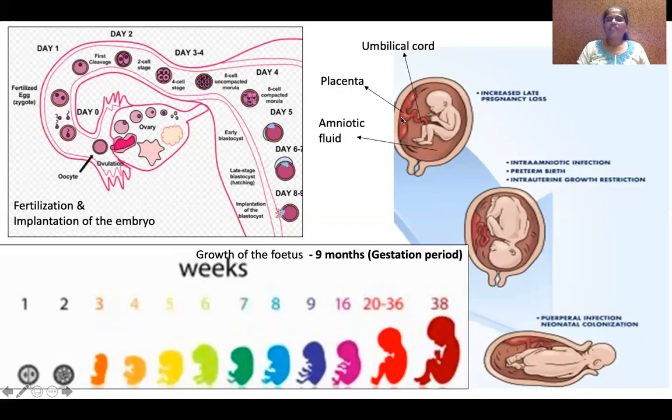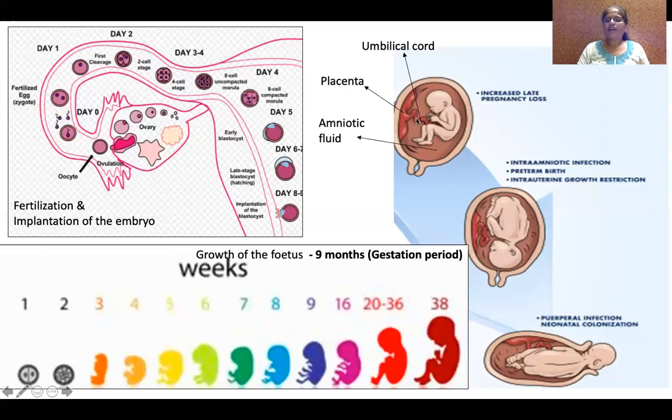Okay. This placenta provides nutrition, food, and exchange of gases, that is the oxygen requirement. It takes the nutrition, food, nutrients as well as oxygen from the mother's blood supply. Mother's blood circulation in this placenta absorbs the nutrition and oxygen and gives it to the fetus via the umbilical cord. This is the umbilical cord.